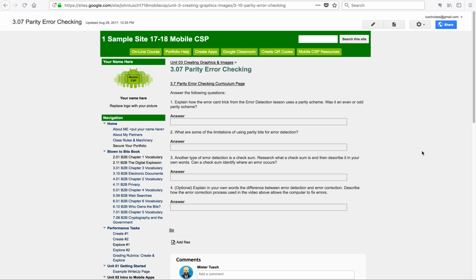This one talks about parity error checking. And we did go over this in class, but it is a little bit complex. Let's go over what the questions say. First of all, it asks how the error card trick from the error detection lesson uses a parity scheme.